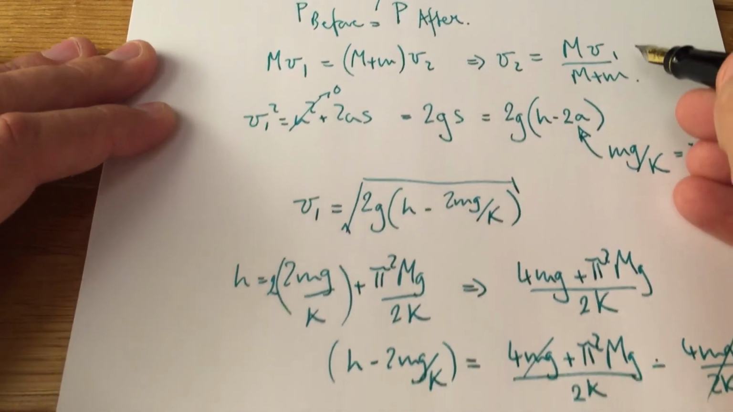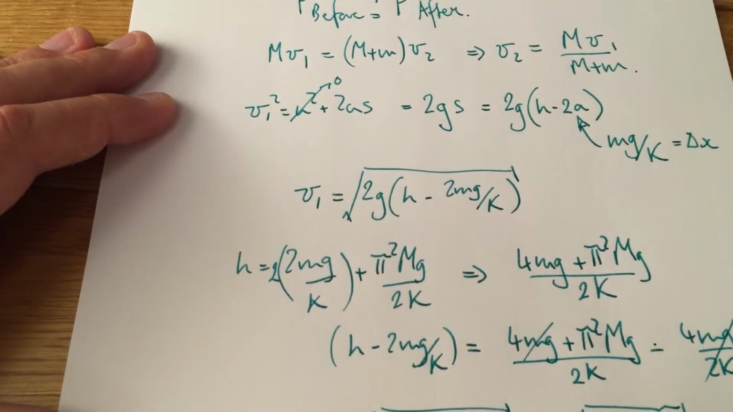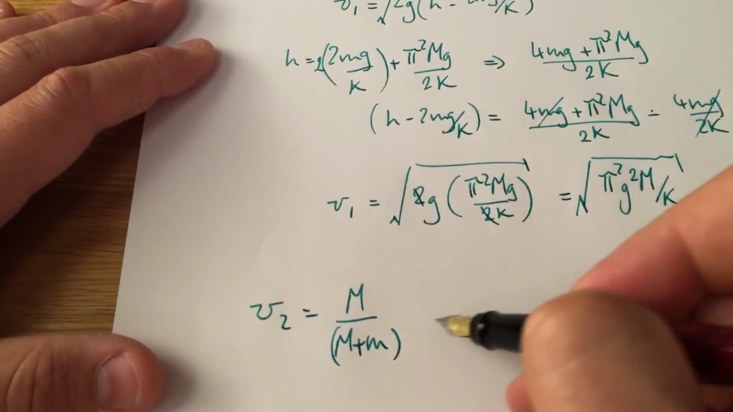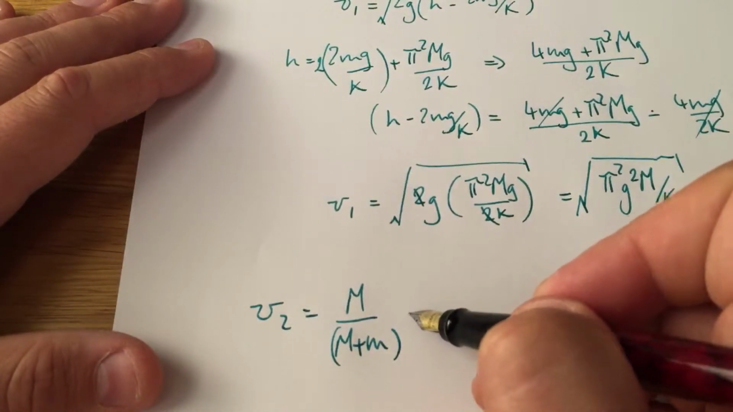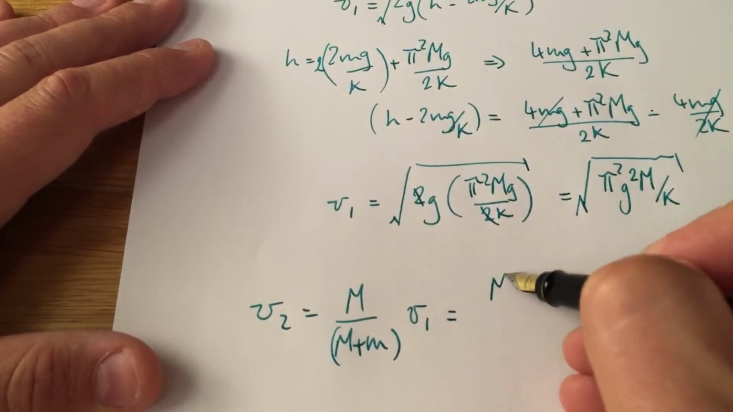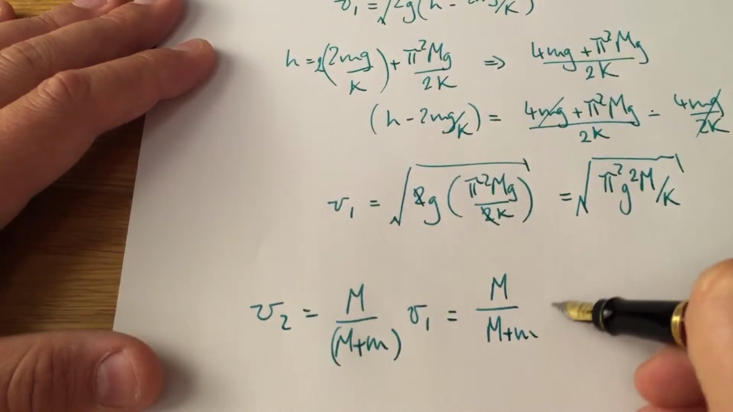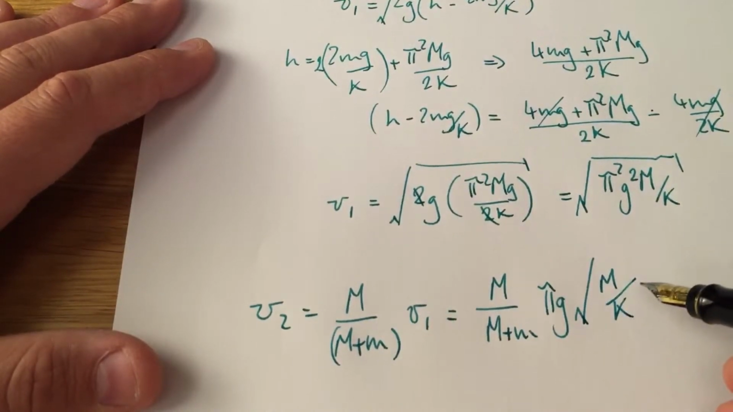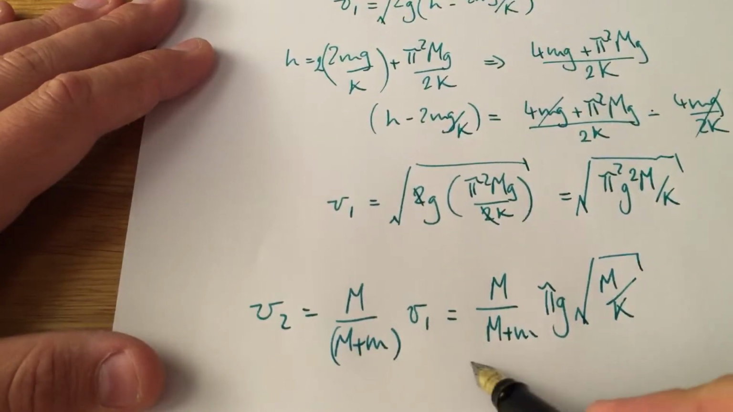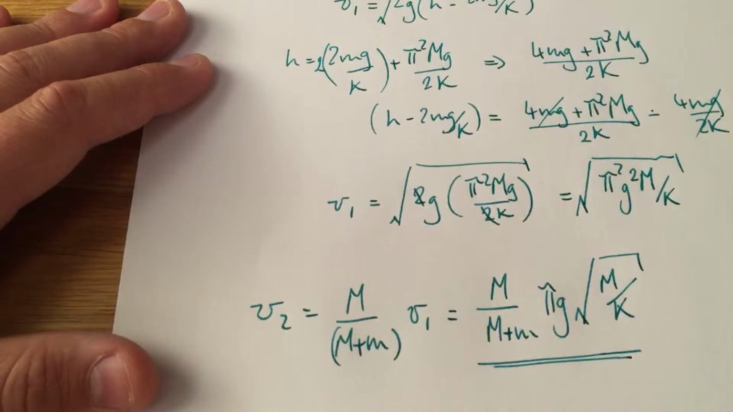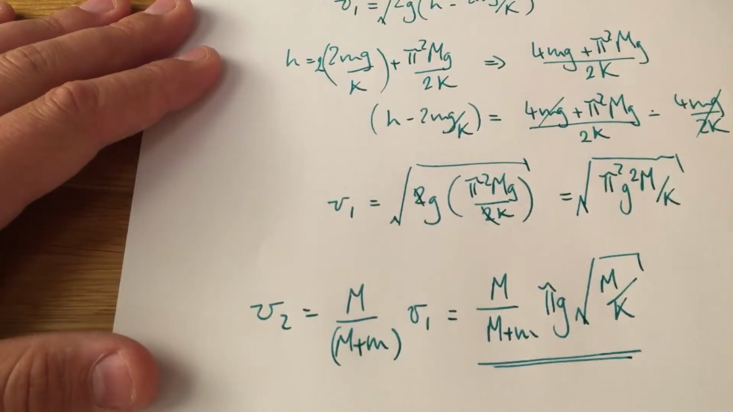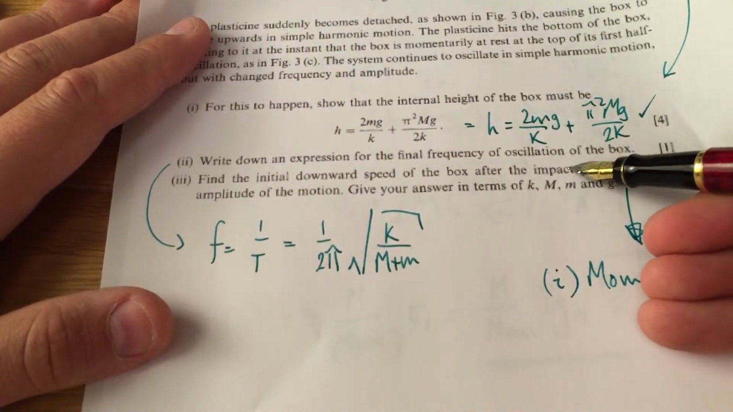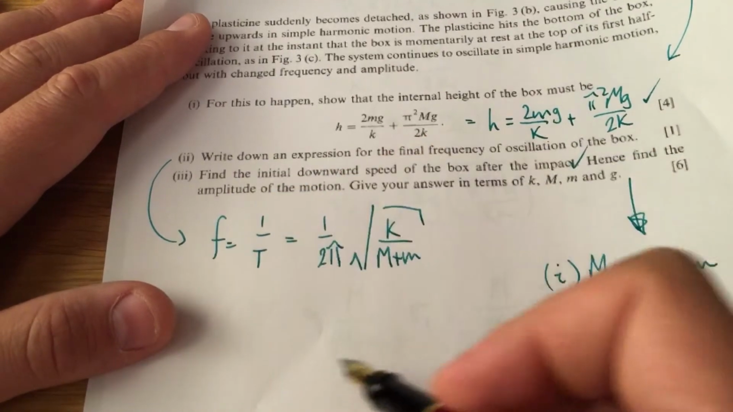And bolting it back into here again, my second velocity is going to be m over m plus 1. Sorry, m over m plus m, times v1, which is m over m plus m, times pi g root m over k. And there is my velocity after the collision. Excellent. Okay then, so we've got that bit. What about the amplitude of the motion?